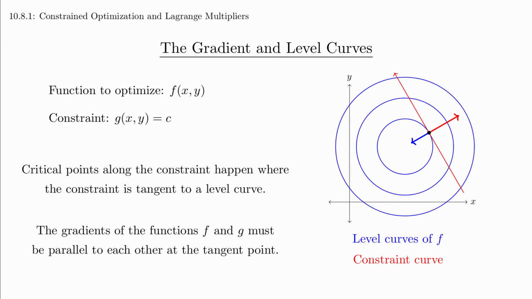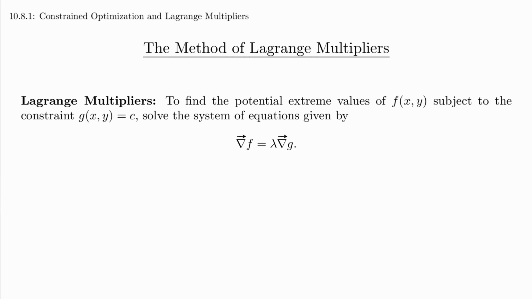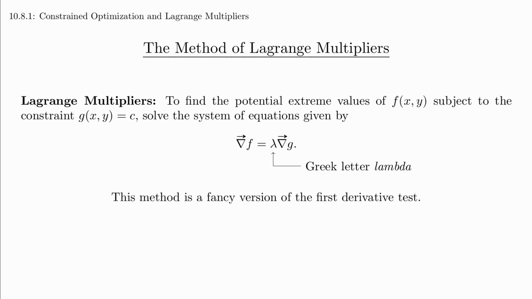We know that two vectors are parallel to each other if they are scalar multiples of each other. And so the gradient of f must be a scalar multiple of the gradient of g. And that gives us the core relationship for Lagrange multipliers. The upshot of all of this is that this very simple formula is the way that we can solve for the extreme values of the function along the constraint. To find the extreme values, solve the system of equations given by setting the gradient of f equal to a multiple of the gradient of g. This symbol is called lambda, and it's the Greek letter L. Solving this will locate points along the constraint where the directional derivative is equal to 0, which is basically the same idea as the first derivative test of single variable calculus.